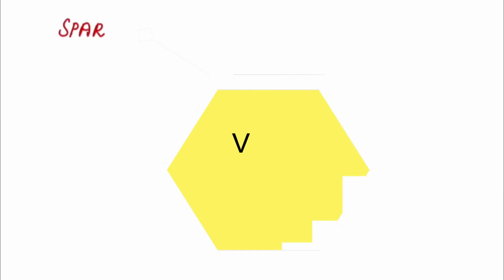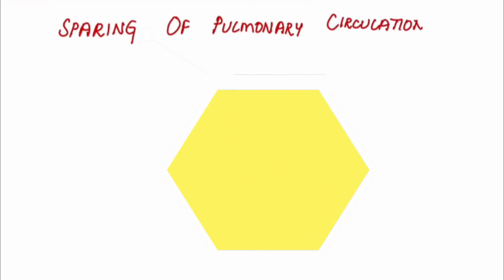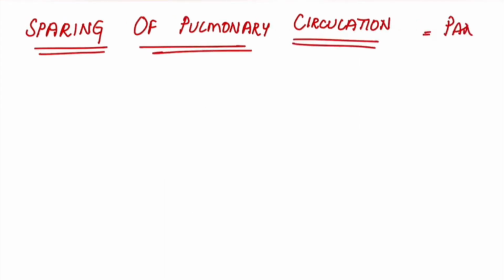Here a very important point to remember is there is sparing of pulmonary circulation in polyarteritis nodosa. So this is very important to remember, because if the question gives some pulmonary symptoms like hemoptysis or cavitary lesion in the lung or cough, then you can easily rule out polyarteritis nodosa.